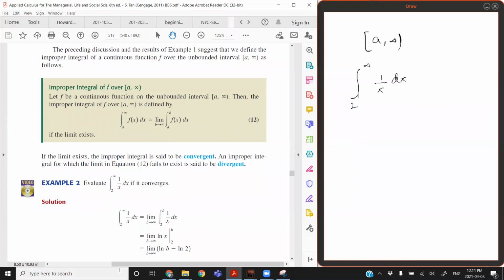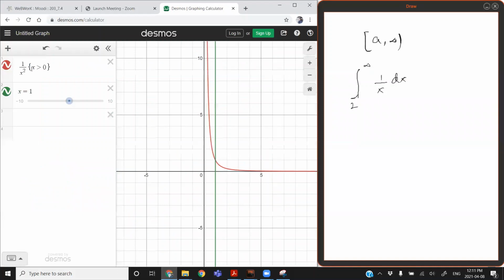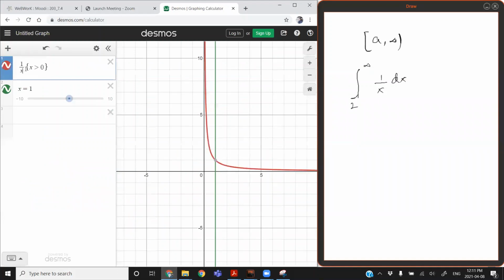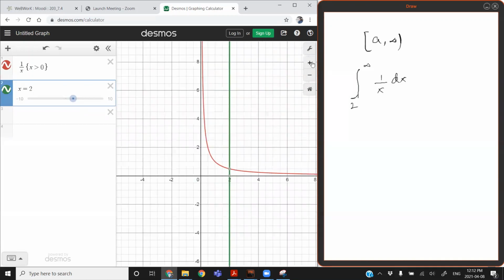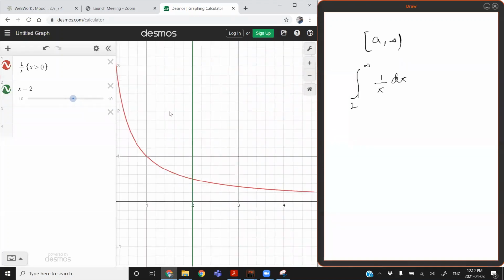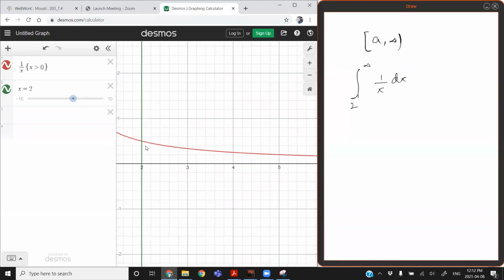If I want to graph it, it's going to be like this. So the red curve is the 1 over x curve, and then x equals 2 is this green line here. So we're interested in this area under the curve. So this area from here all the way up to infinity. Let's see what happens if I do that.